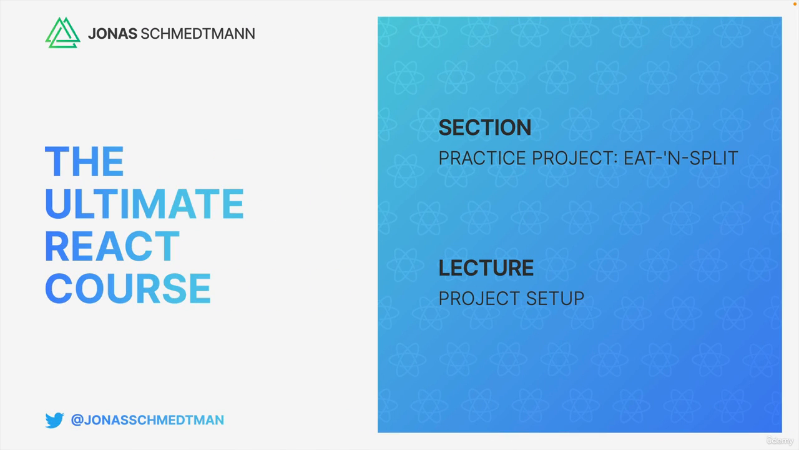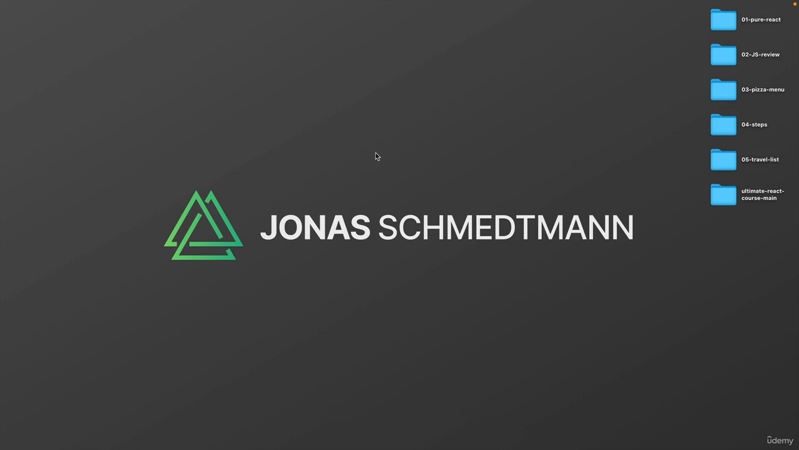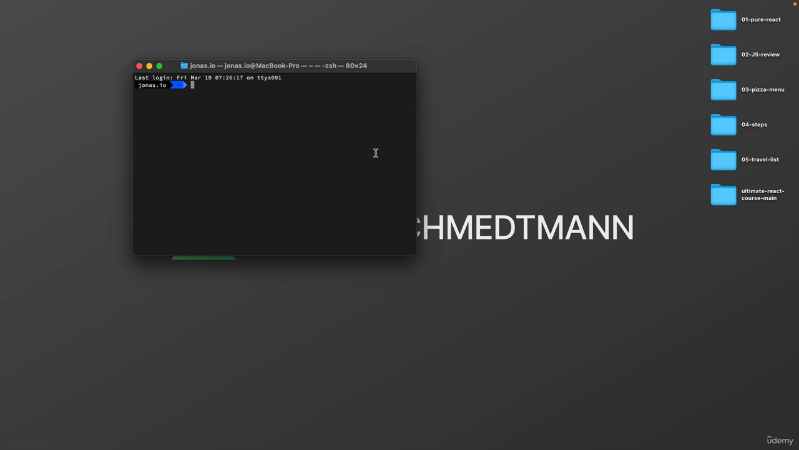So as always, let's start by setting up a new project and by taking a look at the final version of the app that we're going to build. So let's fire up our terminal or the command prompt in Windows, and then, as always, we navigate to the folder where we want the project to live. So for me, that's the desktop. For you, it can be any other folder on your system.